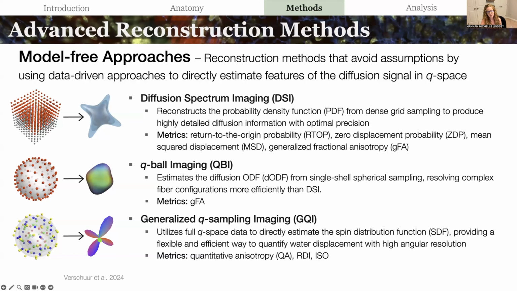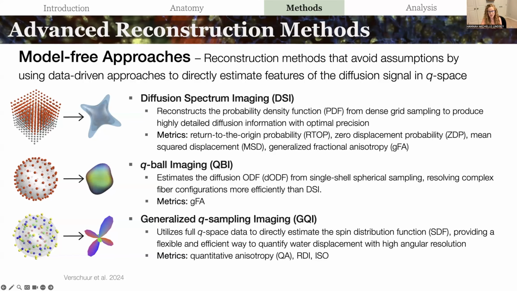computationally demanding than DSI. Also, instead of the PDF, QBI estimates the diffusion ODF or DODF, which captures the angular structure of diffusion and indicates the relative likelihood of water diffusing in different directions. This allows for the resolution of complex fiber configurations, and we can still quantify metrics like generalized FA.